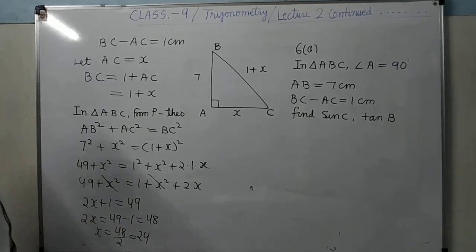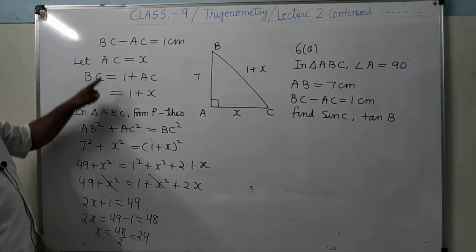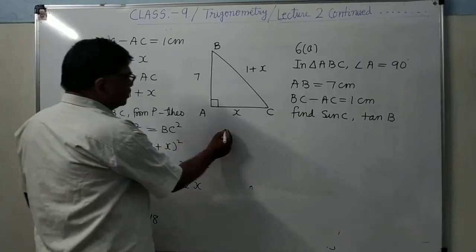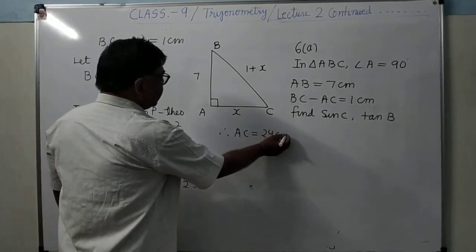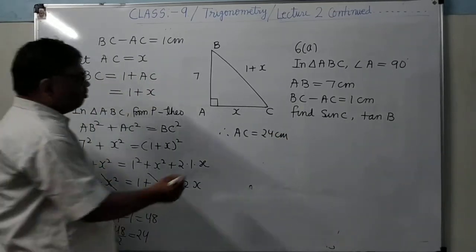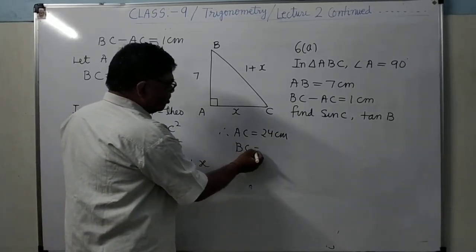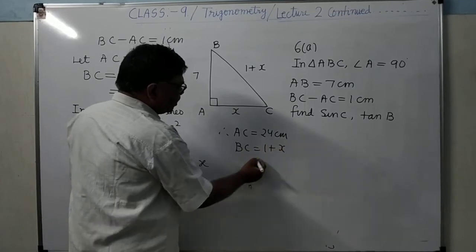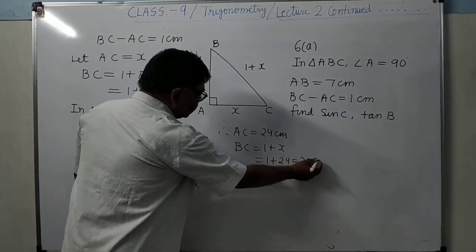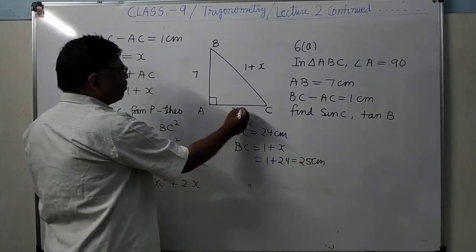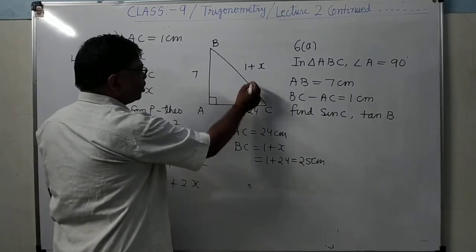It's clear. When you have determined X, AC will become 24 centimeters and BC will become 1 plus X, that is 1 plus 24 equals 25 centimeters. This is 24 and this is 25.